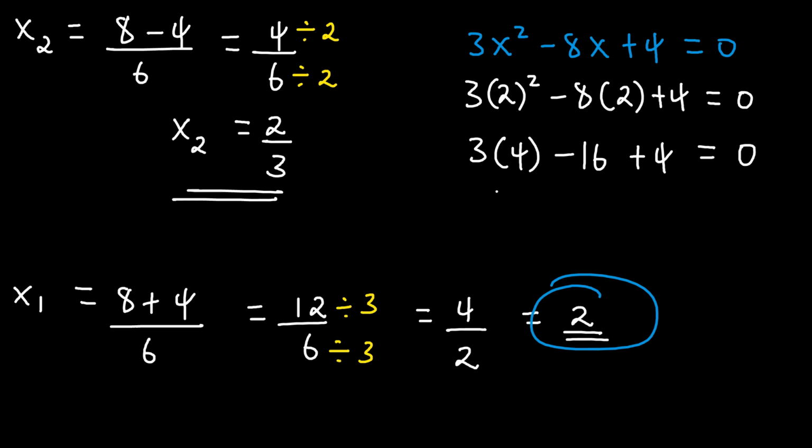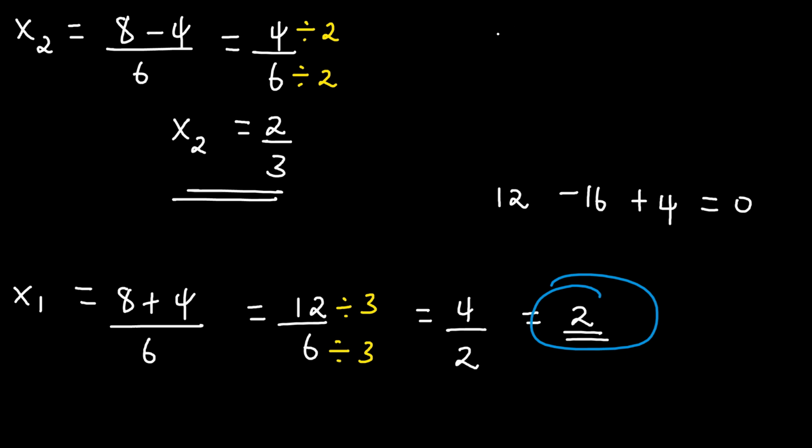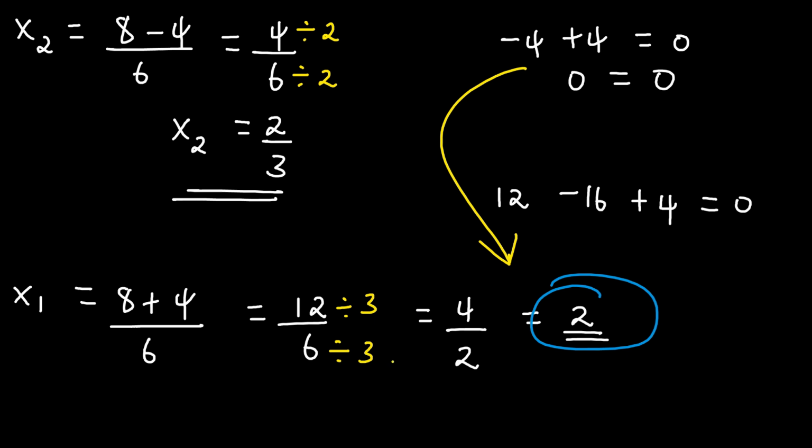Now 3 times 4 is 12, minus 16 plus 4 equaling 0. And 12 minus 16 gives us negative 4, plus 4 equaling 0. And so we shall have 0 equaling 0. Therefore, x equals 2 is a true value of x. And if you want, you can also put in x equals 2 divided by 3. You will still get 0 equals 0.